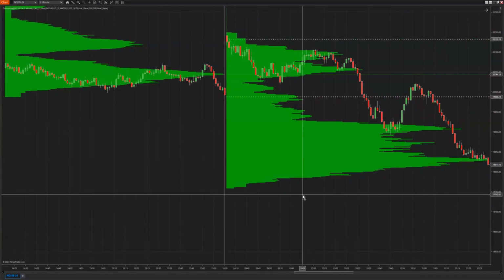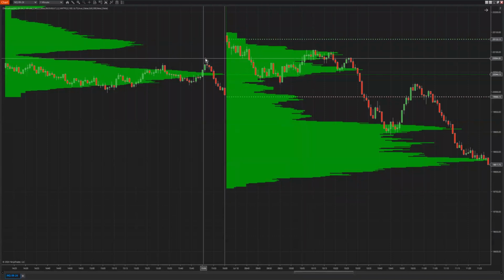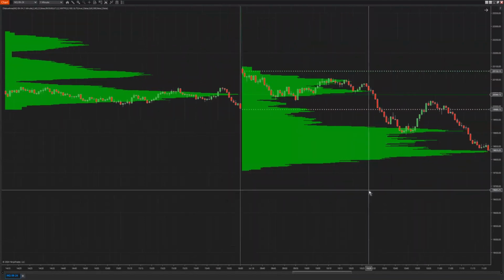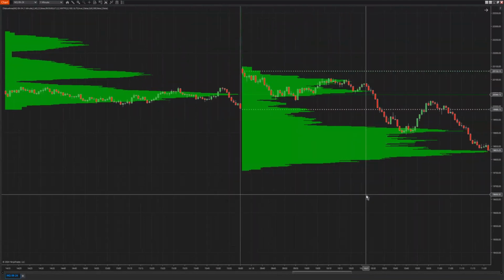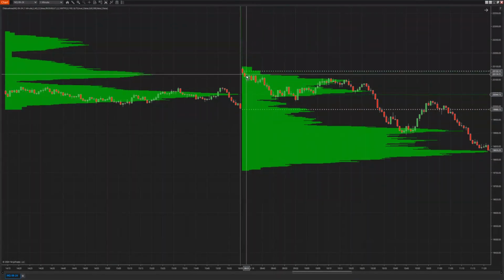Here's a better example. There are two ways, theory-wise, to play an RTH gap: the gap fill, and the gap extension. Gap extensions are actually a really good sign of a trend day, so write that down. If we don't get a gap fill, you likely have a trend day.